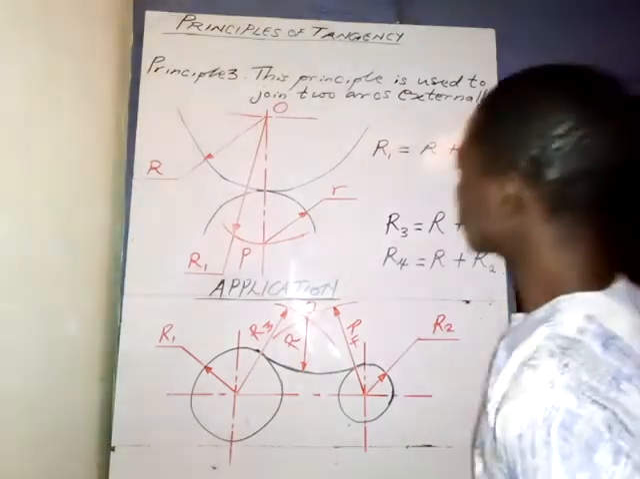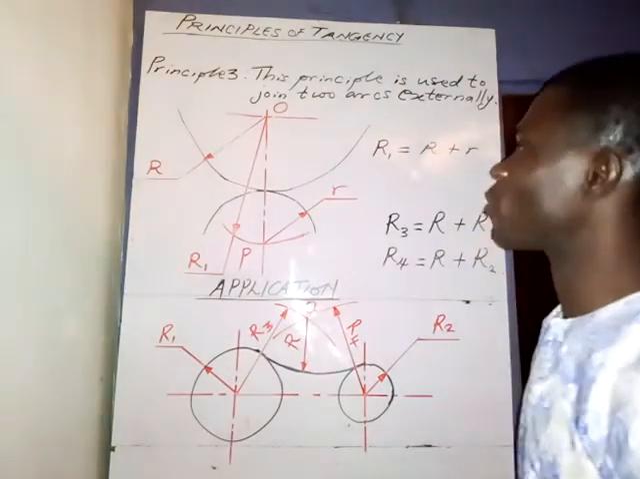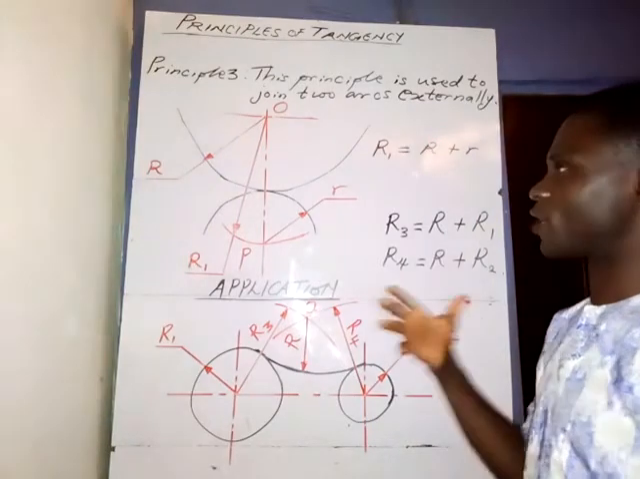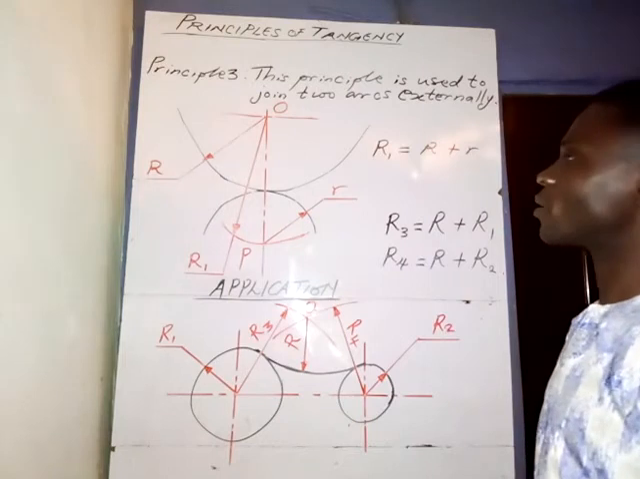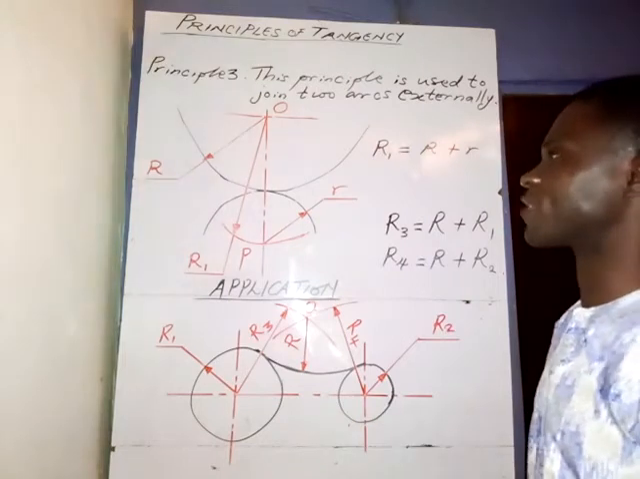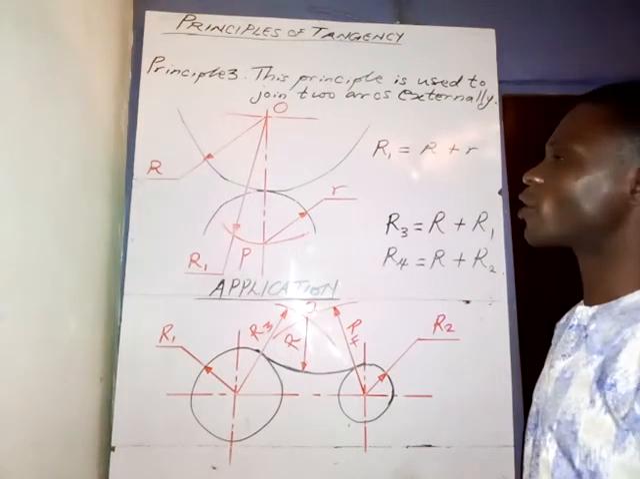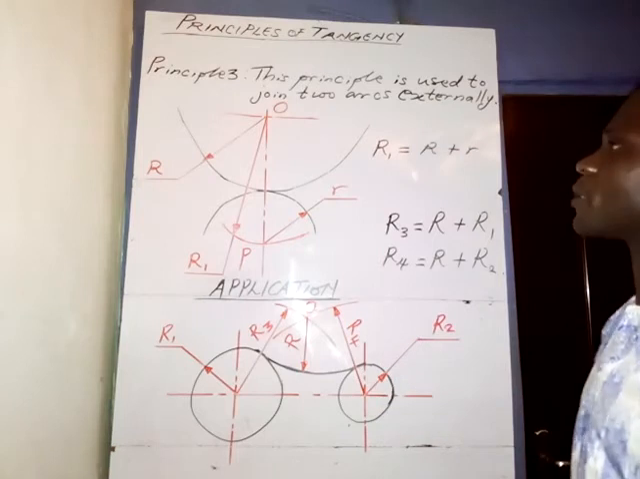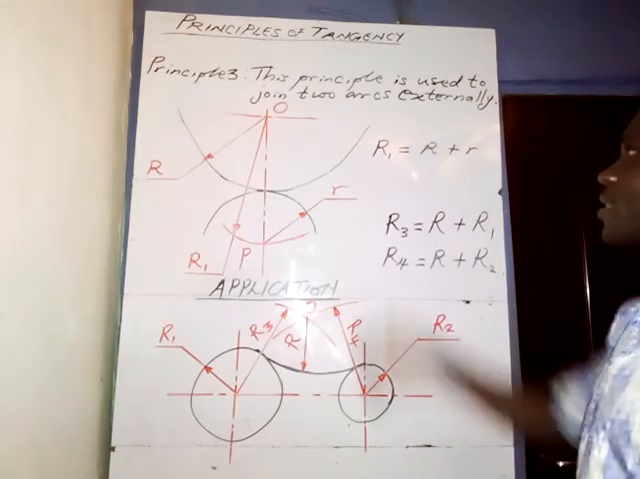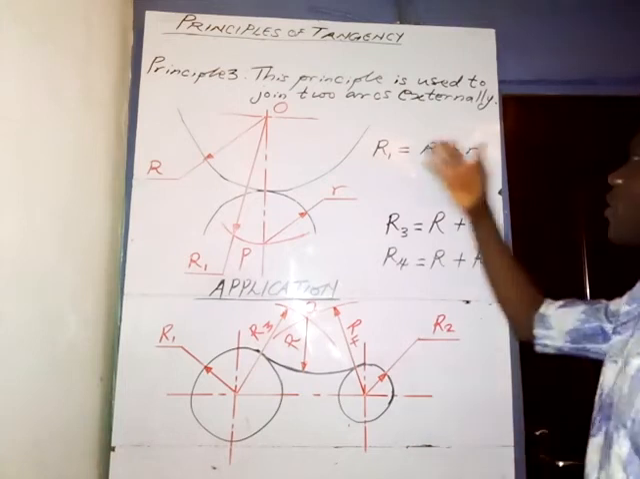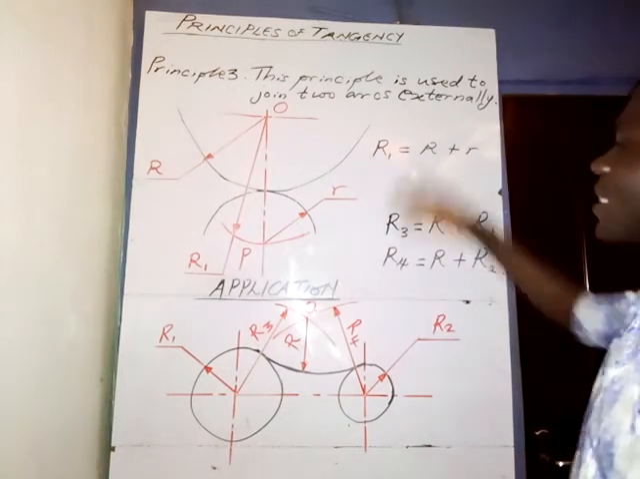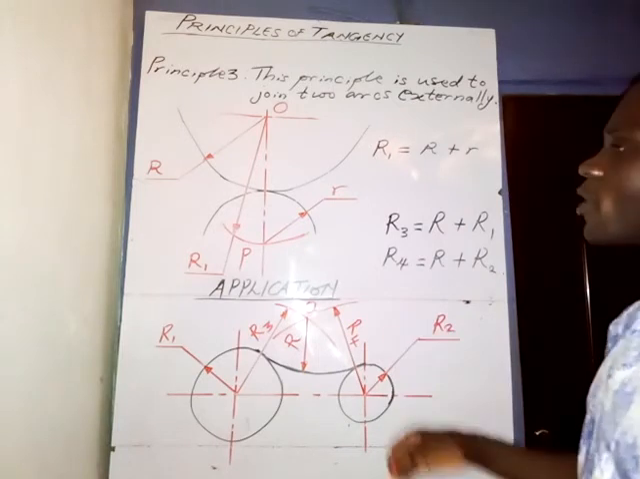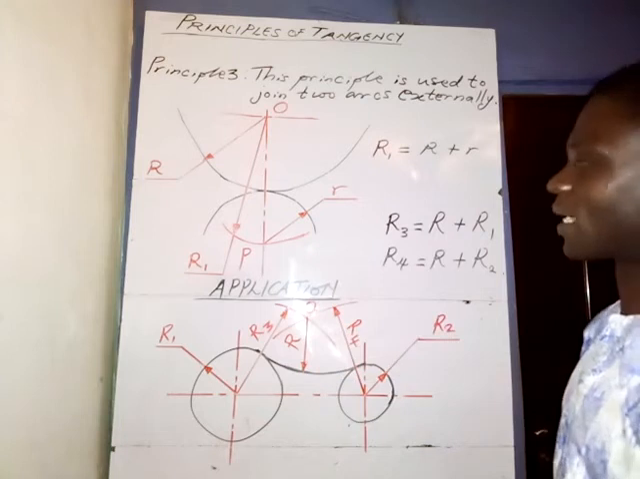Alright, we have talked about the first principle of tangency, which is used to join an arc with a straight line. And we've also discussed the second principle of tangency, which is used to join two arcs internally. Now, we are looking at the third principle of tangency, as written here. This principle is used to join two arcs externally.